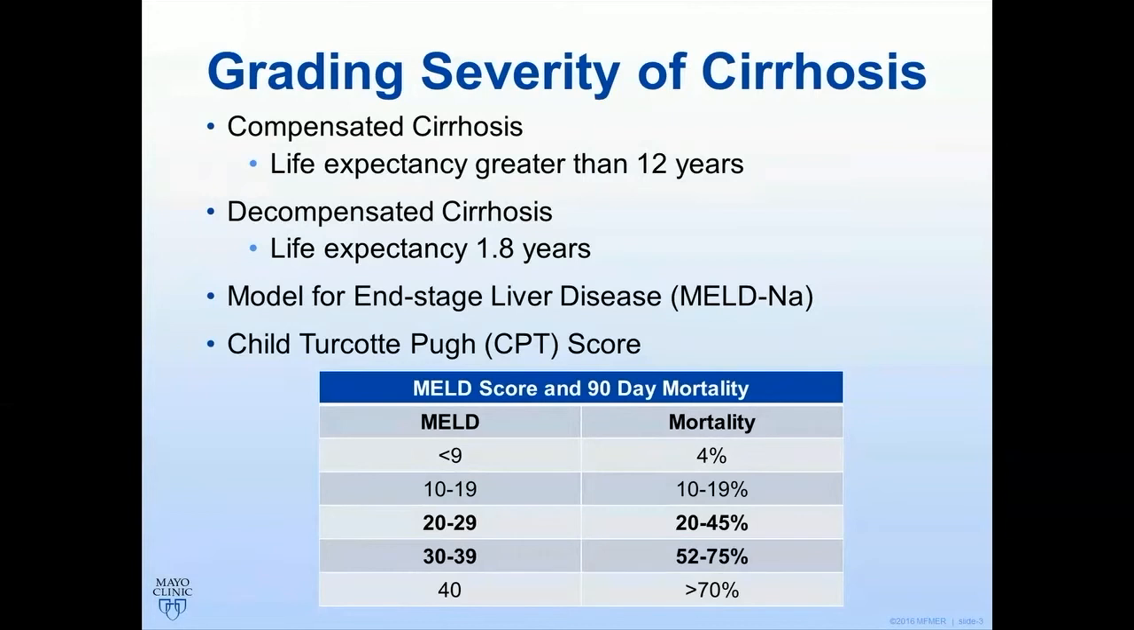we call that decompensated. And that's important because life expectancy is vastly different based on whether you have compensated or decompensated cirrhosis. A compensated cirrhotic has a life expectancy of greater than 12 years, whereas someone that's decompensated has a life expectancy of less than 2.